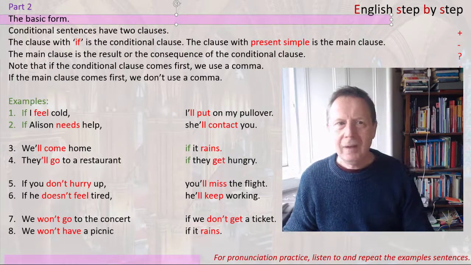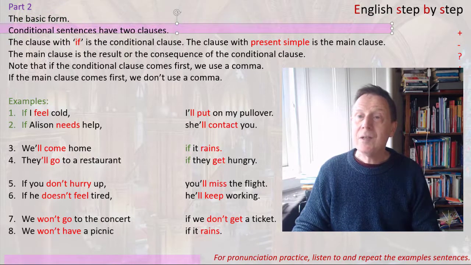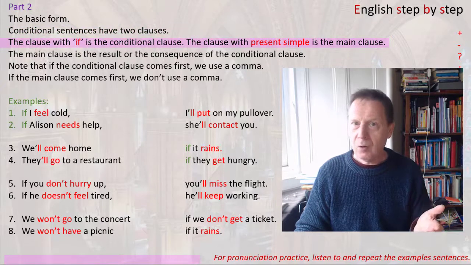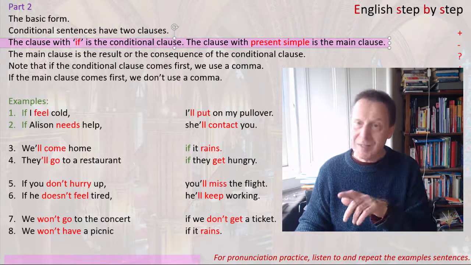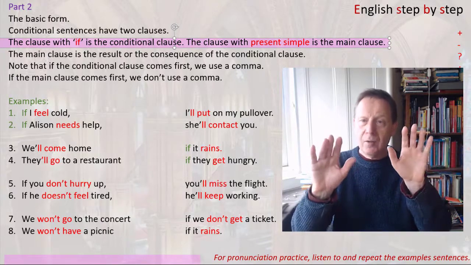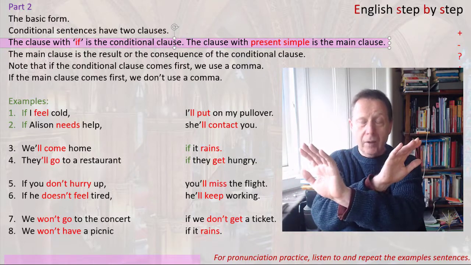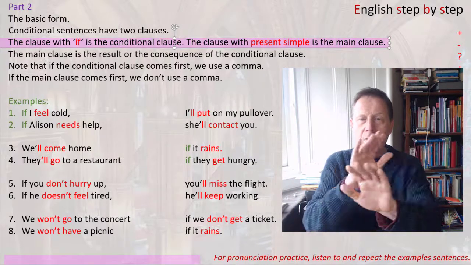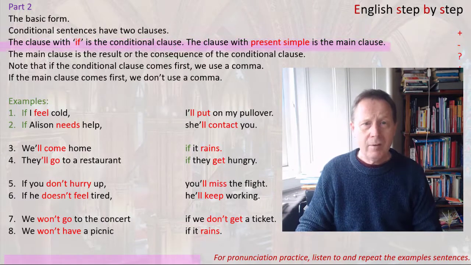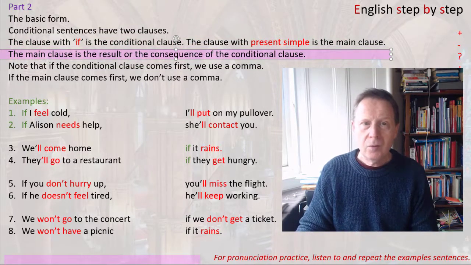So now let's look at the basic form of the first conditional. Conditional sentences have 2 clauses. The clause with if is the conditional clause, and the clause with present simple is the main clause. Now, the conditional clause and the main clause can be first, second, or the other way, second, first. So you can put the clauses in both positions. The main clause is the result or the consequence of the conditional clause.